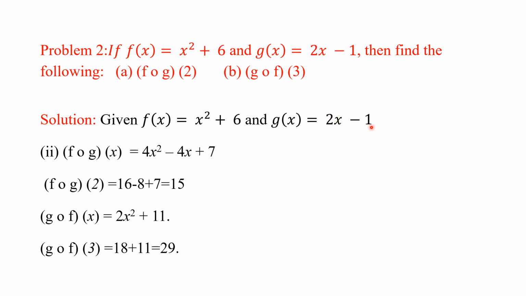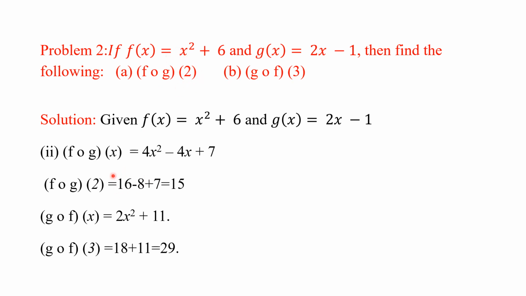When I expand this 2x minus 1 the whole square, I use the formula a minus b the whole square, a square minus 2ab plus b square, and plus 6 combined, I'll be getting the answer as 4x square minus 4x plus 7. So this is f composition g of x. In this f composition g of x, they're asking you to find the value at 2.